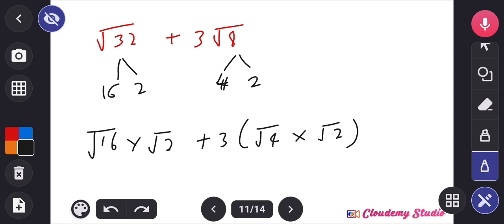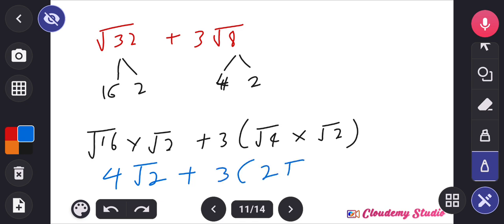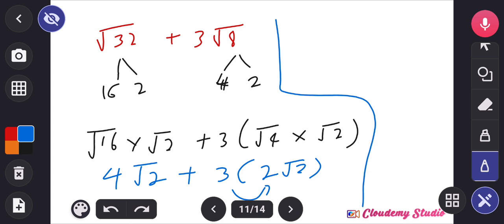Now, what is the next thing? What is the root of 16? Root of 16 equals 4. You can press your calculator for that. That is 4 root 2 plus, what is root of 4? That is 2. That is 3 into bracket 2 root 2. Now, 3 multiplied by 2 equals 6, which means I can write this as 4 root 2 plus 6 root 2.